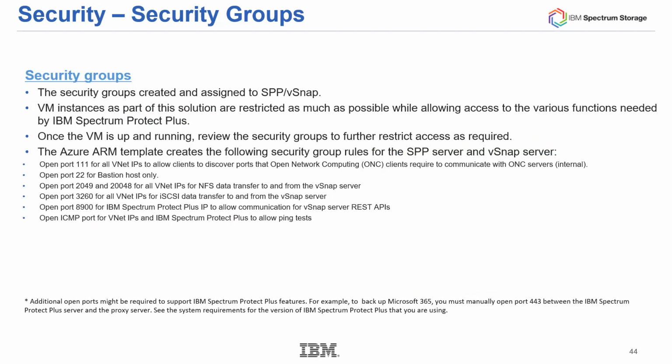For security groups, the security groups are created and assigned to the Spectrum Protect Plus and vSnap servers, and the VM instances are part of the solution. They're going to be restricted as much as possible while we still allow access to the various functions that we're going to need to do. So once you have these virtual machines deployed, you can go out into Azure and drill down into them and look at their access and see if you need to restrict or open up those pieces further.